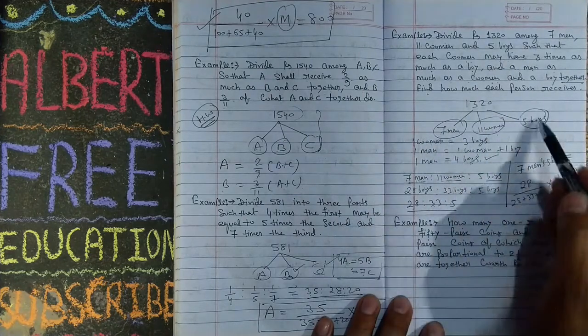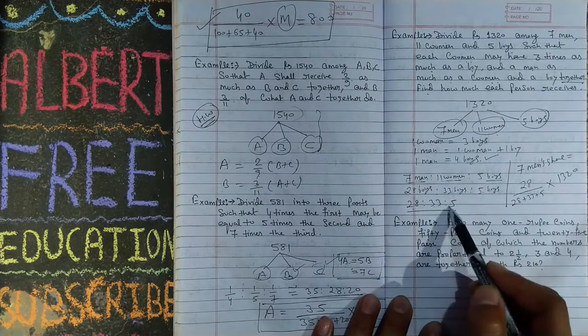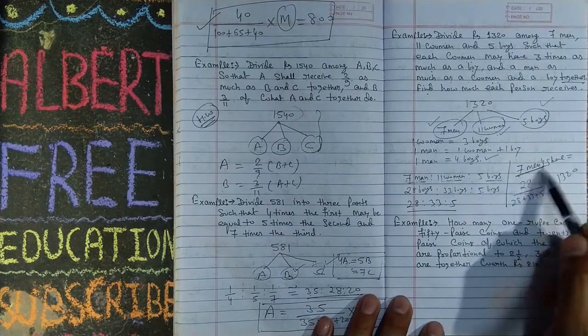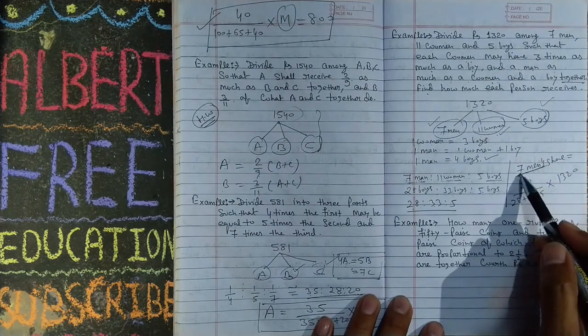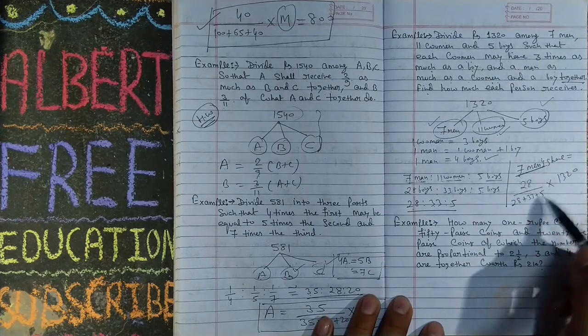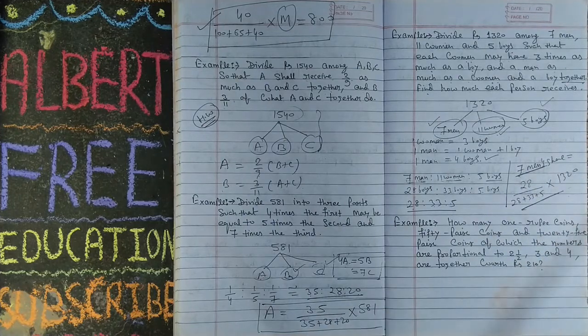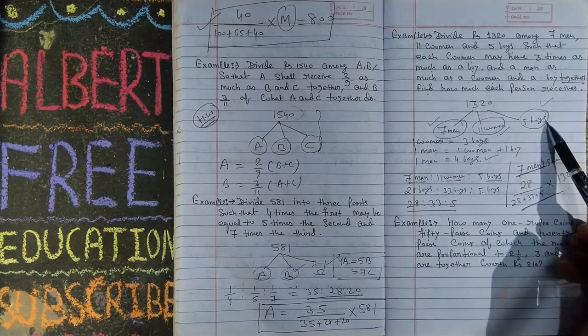Okay, this ratio, everything we are getting, is for 7 men, 11 women and 5 boys. So this value is for 7 men. If you want to find 1 man, you divide whatever you get by 7. This is your answer. Similarly, you can find it for 11 women and 5 boys.